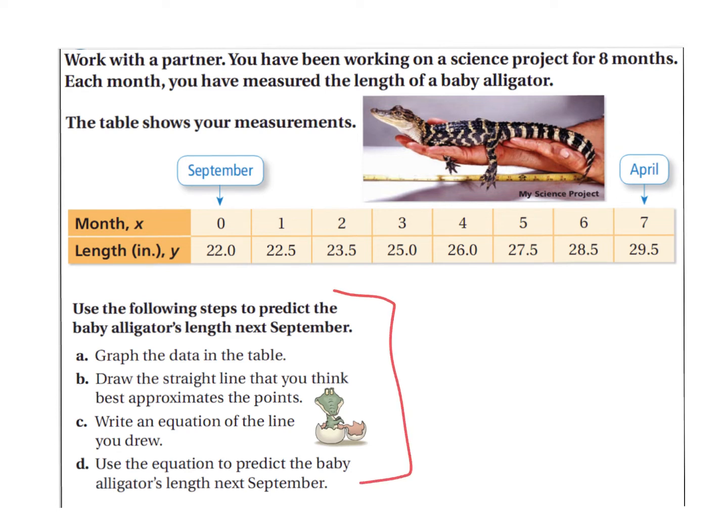So what we're going to do is start by graphing the data. Then we're going to draw a straight line that best approximates the points. That's where we're going to get half the data above the line and half the data below the line. We're going to use what we know with point-slope form to write an equation for the line that we drew. And then we're going to use that equation to predict the baby alligator's length next September.